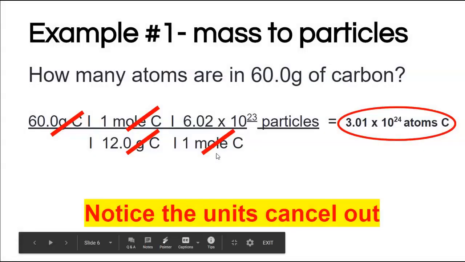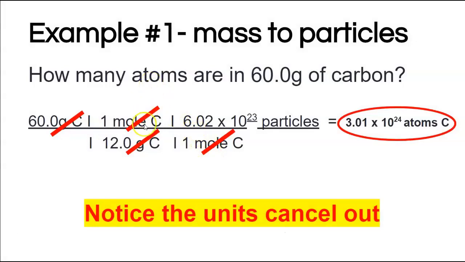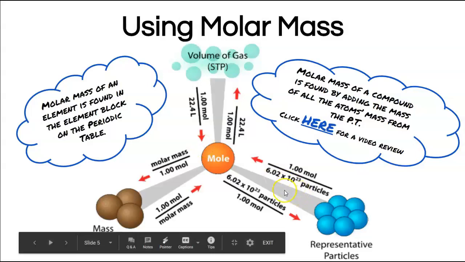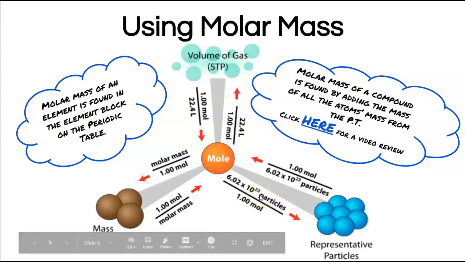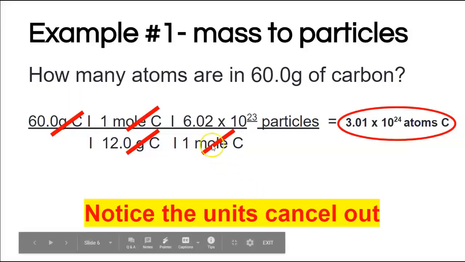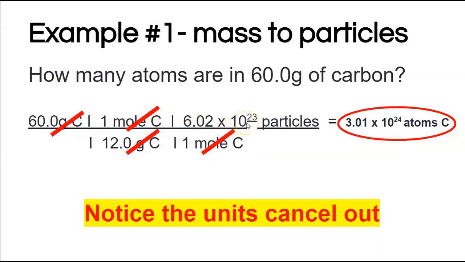So that is my first step. But I don't want moles, I want atoms. So I know that 1 mole is equal to 6.02 times 10 to the 23rd particles. So to go from the moles to the particles or atoms, I know that it's 6.02 times 10 to the 23rd. 1 mole of carbon goes on bottom, and the 6.02 times 10 to the 23rd goes on top.